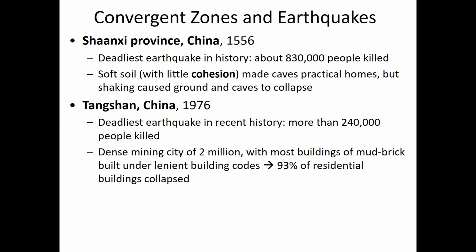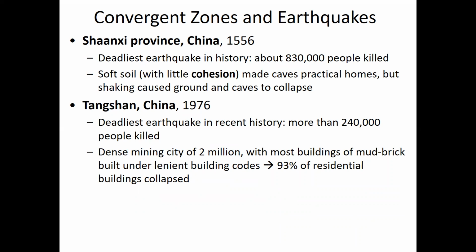So going back even further, in 1556, the deadliest earthquake in history occurred where 830,000 people were killed. At this time, there was very soft soil, and the people were digging into the hillsides, creating caves as homes. But when the earthquake occurred, the shaking caused the caves to collapse.